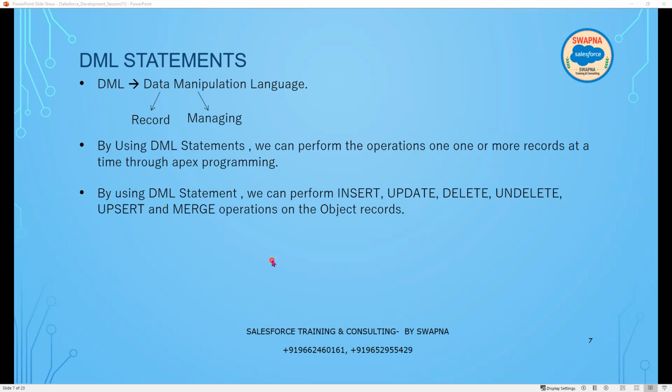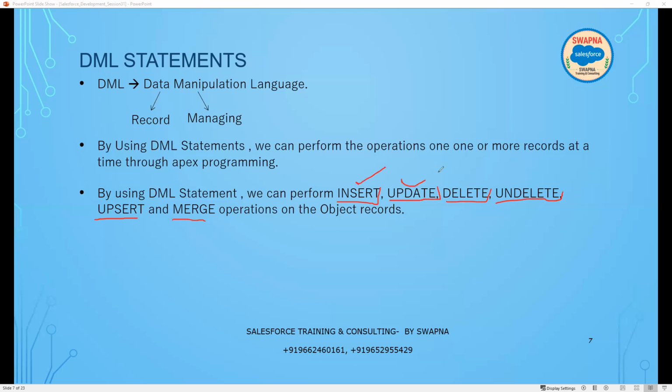By using the DML statement, we can perform the insert, update, delete, undelete, upsert, and merge operations in the object. Insert is nothing but creating a record, then updating a record, deleting a record, or undeleting a record, otherwise upsert or a merge. Now we will see each one of them step by step.